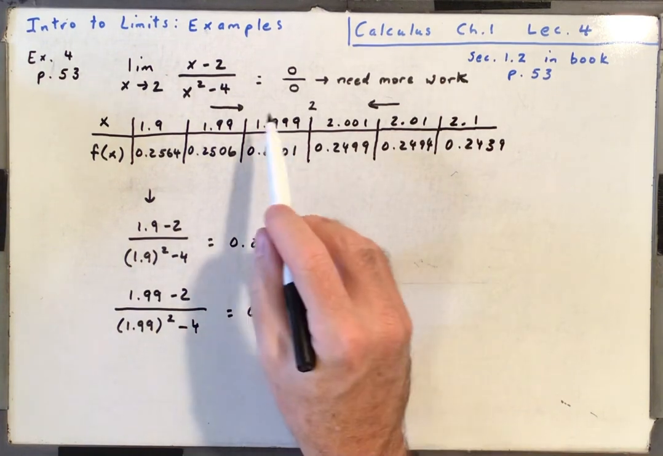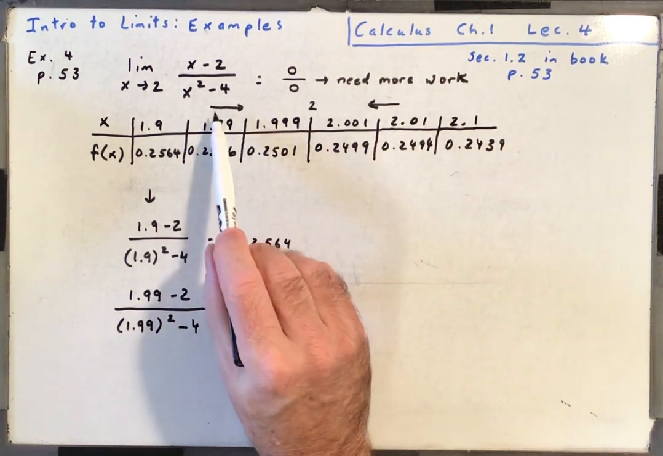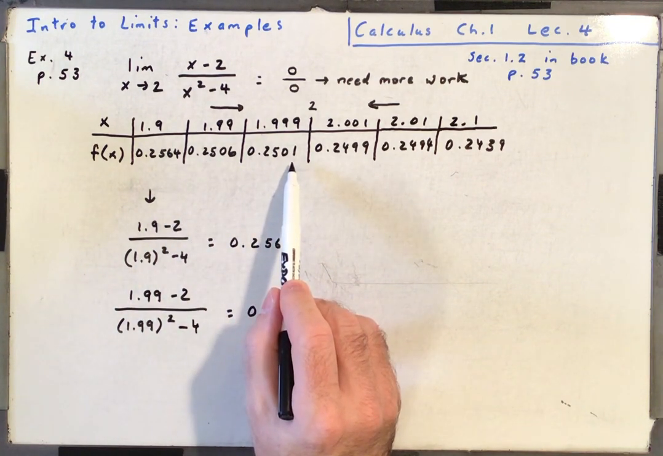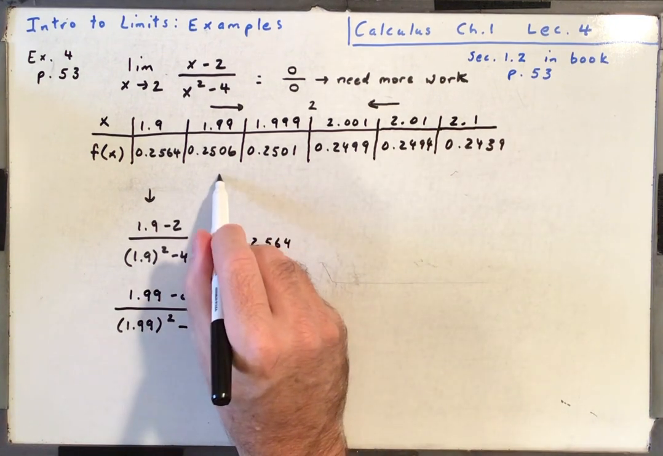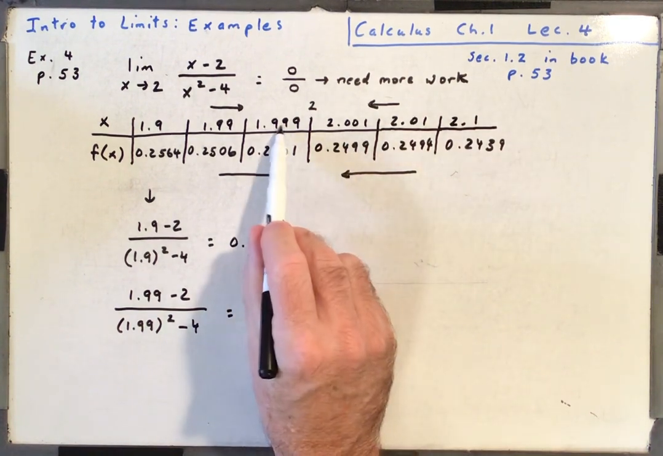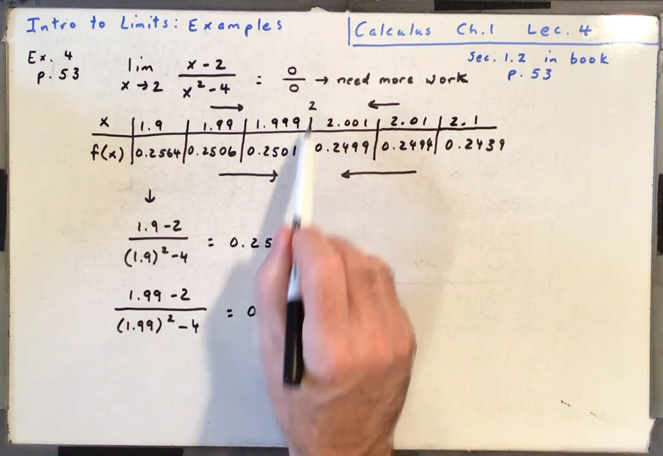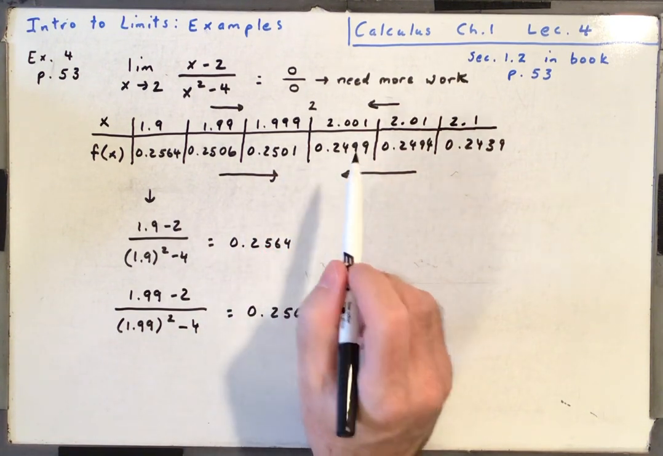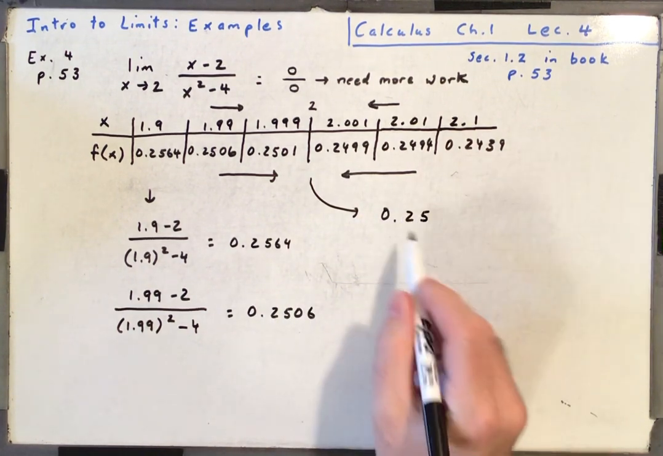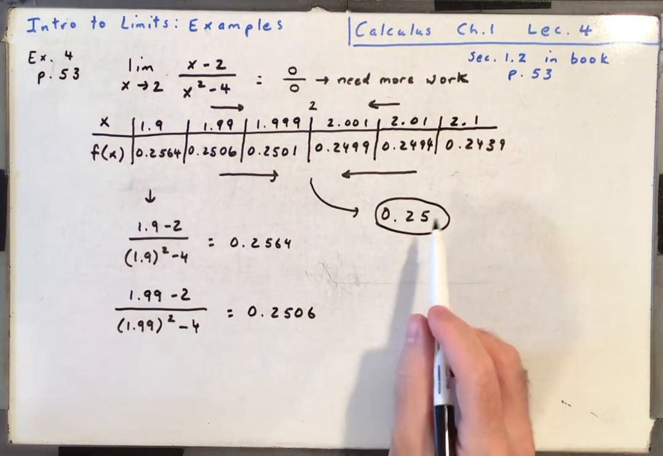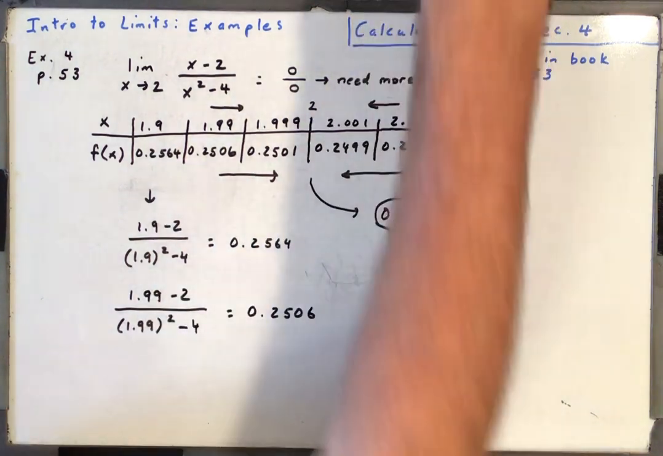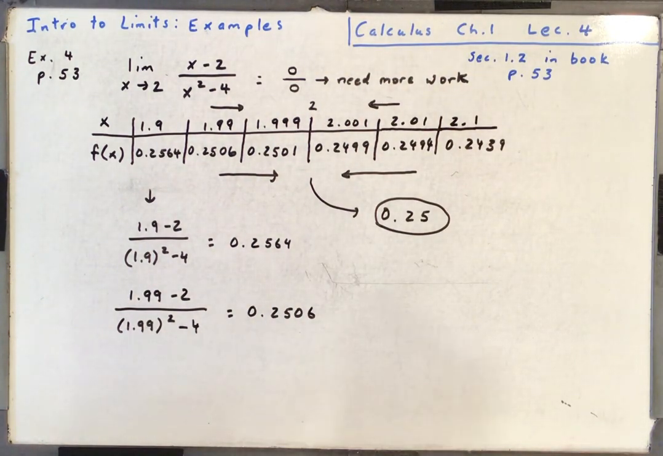Well, as you approach, we're estimating what the limit is. From the left, see how it goes 0.2564, 0.2506, 0.2501. What does it look like the y value is approaching? Because right here, when you're 1/1000ths away from 2, you're at 0.2501, 0.2499. Well, it looks like you're approaching 0.25. So the limit, our estimate for the limit as x approaches 2 for this function would be 0.25 using the tabular approach. All right.